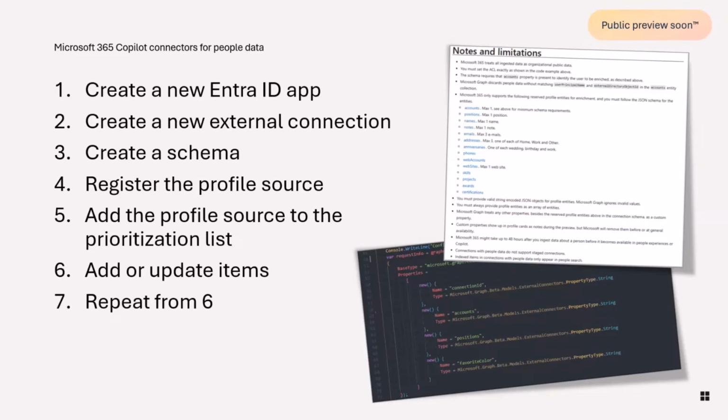Then you use the graph APIs and create a new external connection. You create a schema, and that schema defines what attributes you either want to enrich or the custom properties you want to add. Then you need to use the people admin API. So first register the profile source and then set it wherever you want in that prioritization list. And then you just keep on syncing in items.